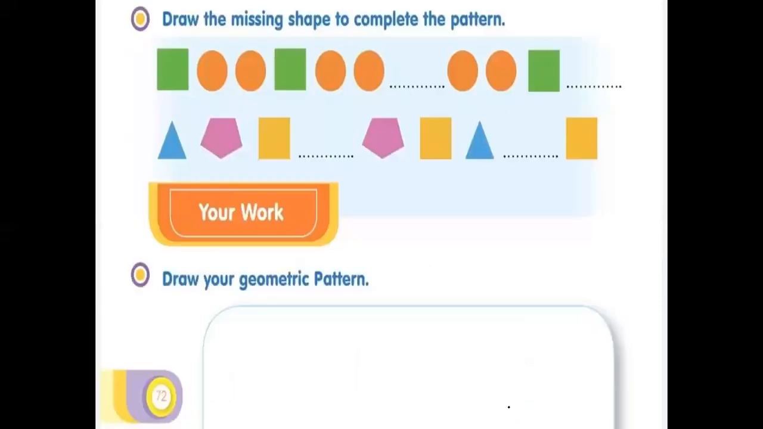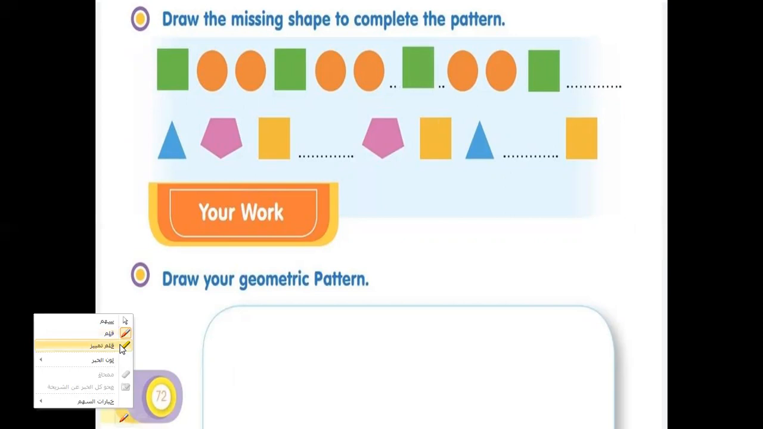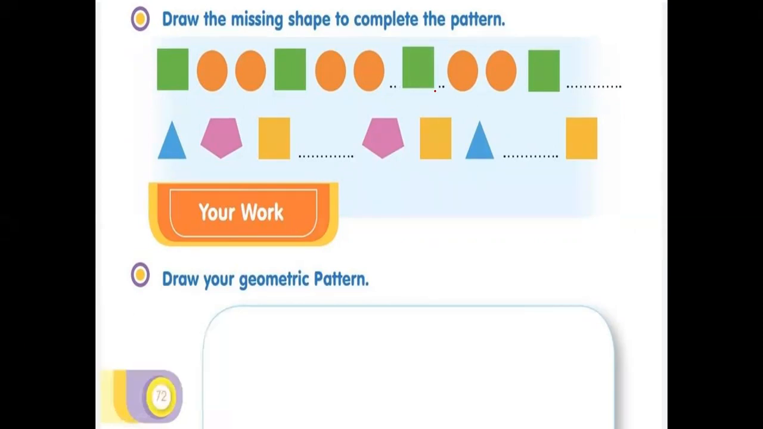Okay, draw the missing shape to complete the pattern. We have square, two circles, square, two circles. What is the missing shape here? Yes, it is square. Okay, and what's the color of the square? It is green. Okay, two square, two circles, square. And what comes after the square? Yes, the two circles.